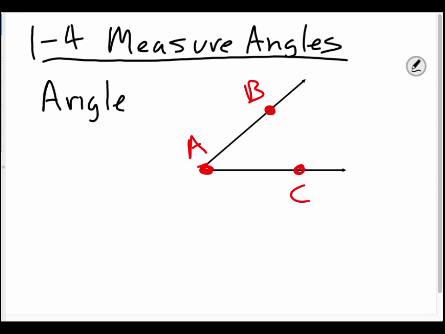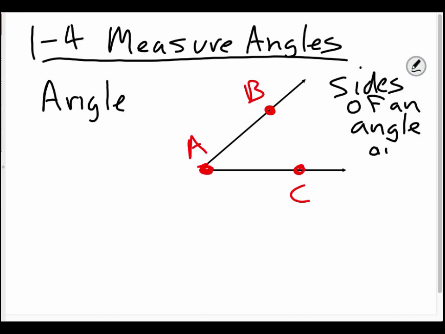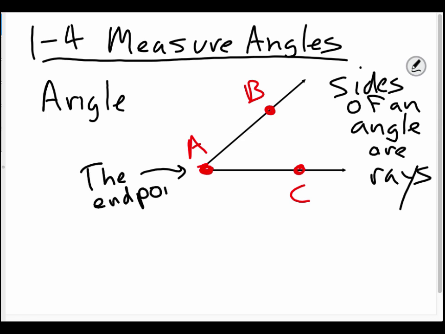The sides of the angles are rays, so let's write that down. Sides of an angle are rays. And the endpoint, well, let me move this over here. The endpoint of both rays is what we call the vertex. Okay?